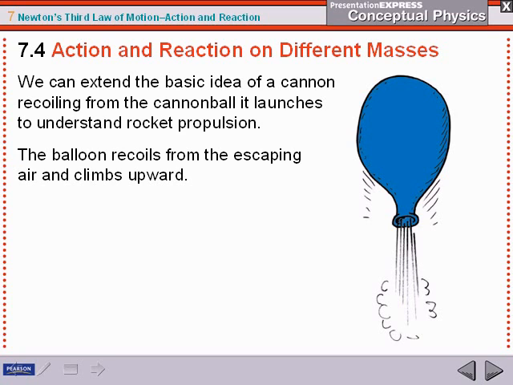Now we can also talk about this with a balloon. If you ever take a balloon and you blow it up and you let it go, it'll shoot one way. But what's happening is that the air is escaping out the back of the balloon, and they're going in opposite directions from each other.